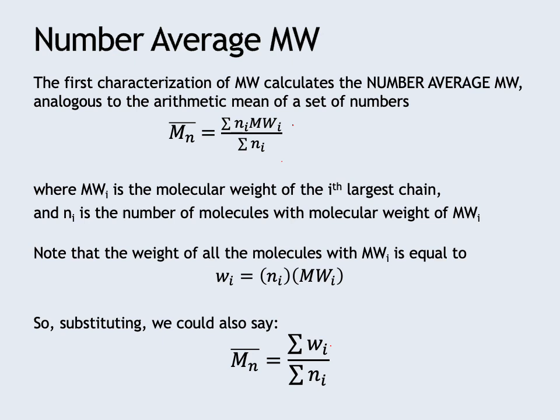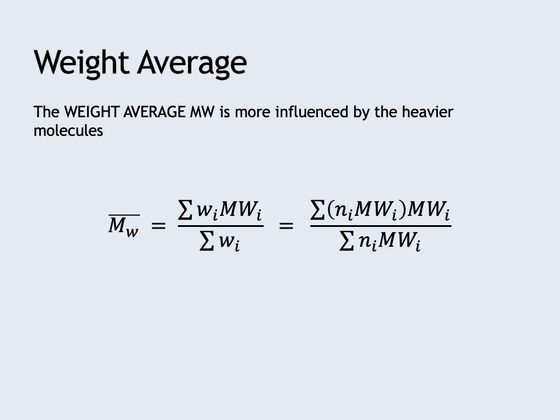The other type of measurement for molecular weight is called the weight average molecular weight. Polymer behavior is more influenced by the heavier molecules than the lighter molecules. So if we calculate a weight average molecular weight, we'll have a better description of the behavior of a polymer.